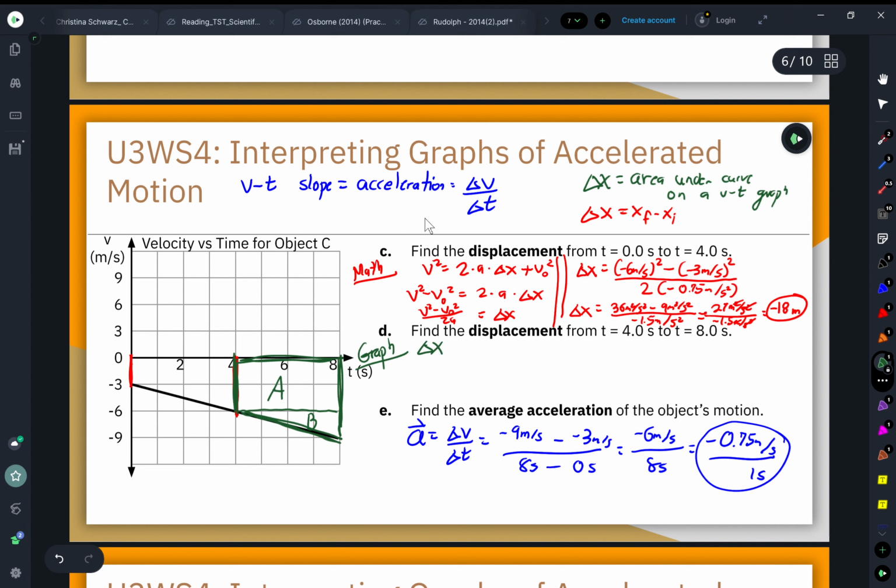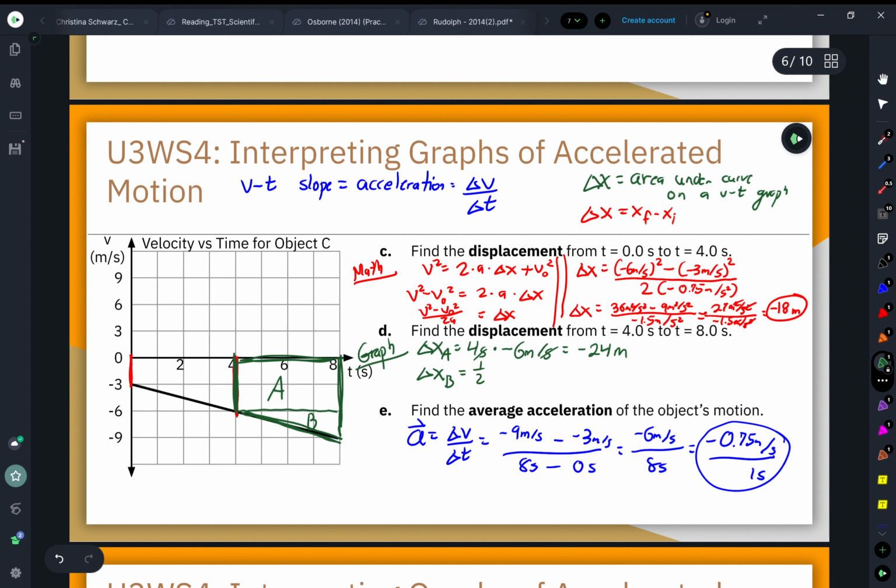So if we have the displacement of region A, that's a rectangle, the width of which would be 4 to 8 seconds, so that's 4 seconds, times the height, which would be 0 to -6 meters per second. 4 times -6 is -24, and our seconds on top would cancel out with seconds on bottom. So in that A region, the rectangular region, the object would be displaced by 24 meters in the negative direction. If we look at the displacement in region B, that's a triangle.